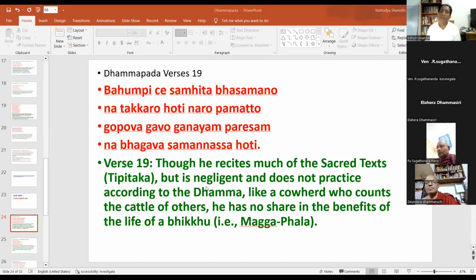So we can discuss these things, we can preach, or we can recite very nicely. We cannot say that those activities are not important. In our culture, we have some sort of value. But if you do not adhere to proper practice, according to Dhamma, there is no point in reciting.